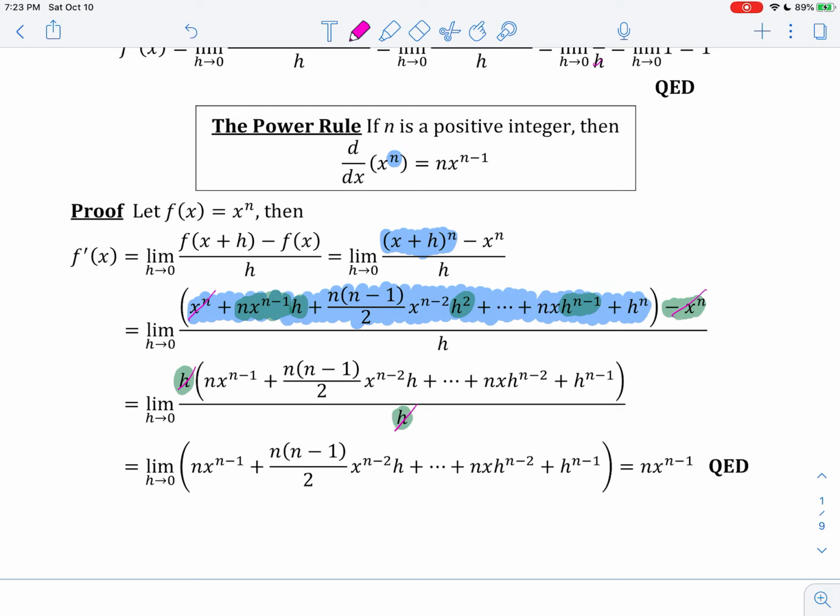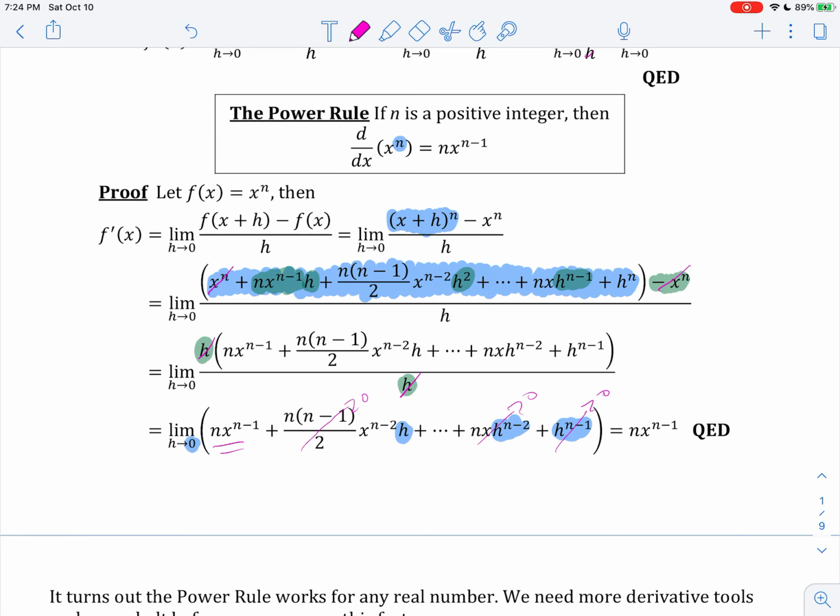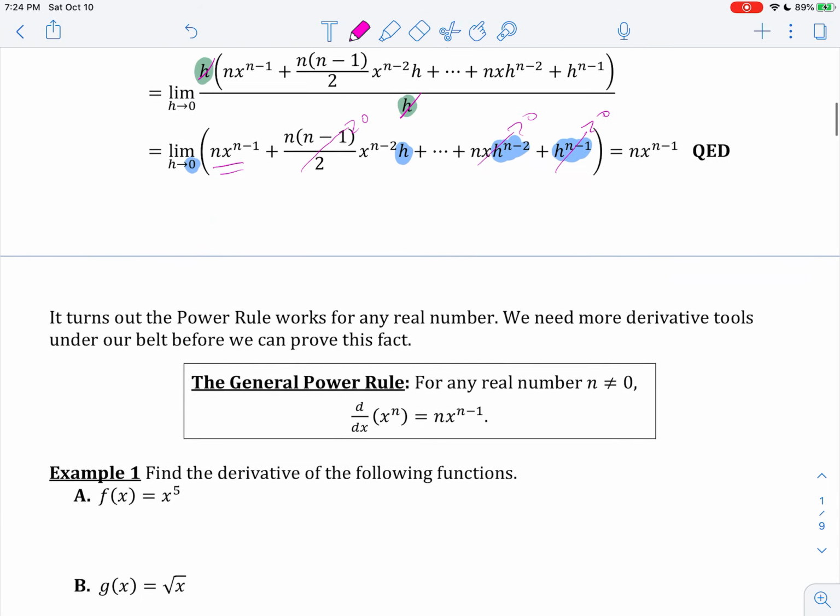We're always on a mission to cancel that one factor of h so that we don't end up with that in the denominator. And notice everywhere else, we do have h's, right? We have an h here, we have an h here, we have an h here. And when we plug in our 0, all of them go away. This is going to 0, this is going to 0, this is going to 0, and we're just left with n times x to the n minus 1. And that's a very, very useful tool, and we will use that a lot.